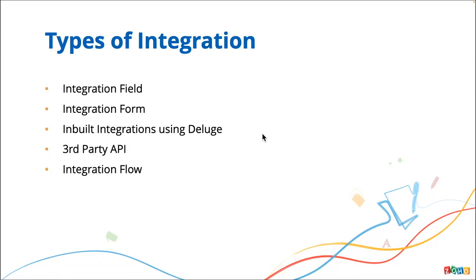Now, there are different types of integrations that are available and possible from Creator. You can use an integration field, which is one of the form fields, and then you can create an integration form itself in order to access a module from the other service and integrate with it. You can also use the inbuilt integration actions or tasks using Zoho's native scripting language, which is Deluge. And then you can also go for a third-party API integration. And there's another powerful aspect of integration, which is called integration flow. We'll delve deep into each of these concepts now.